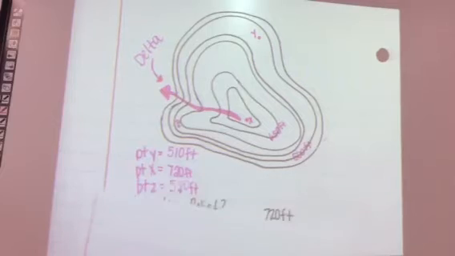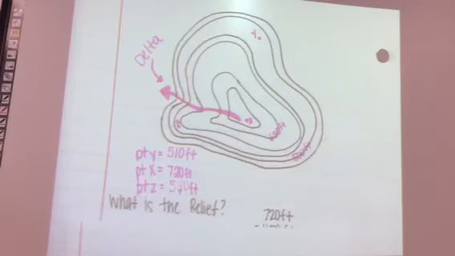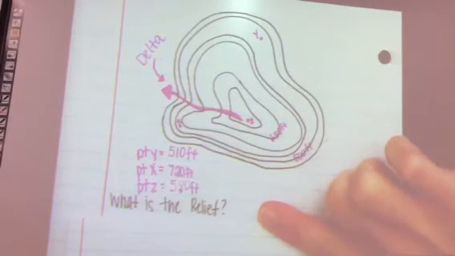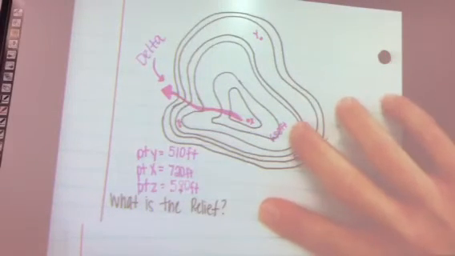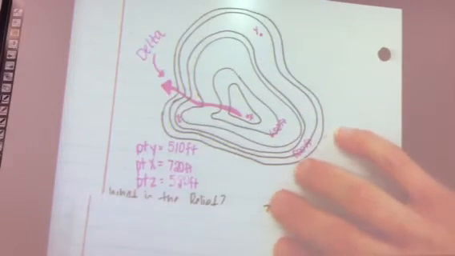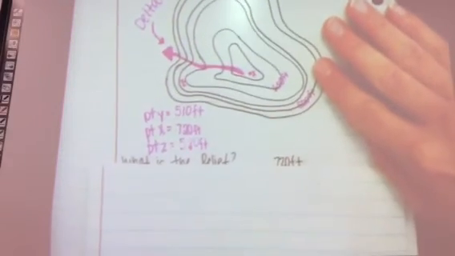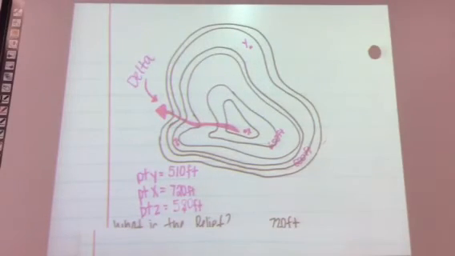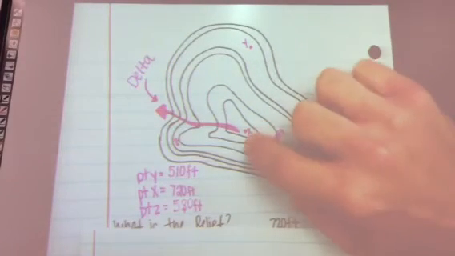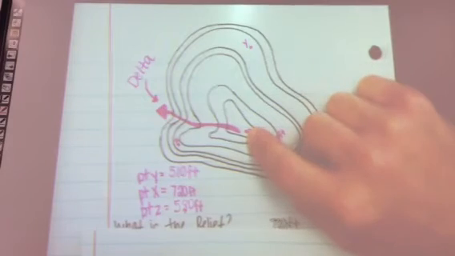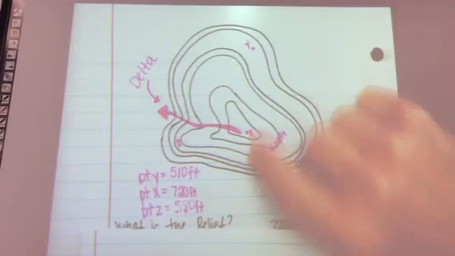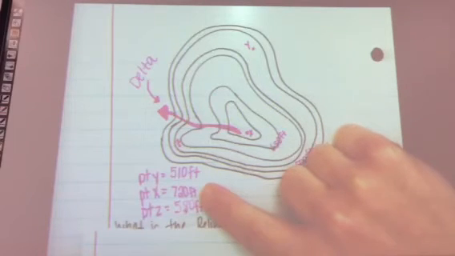All right. So we're gonna answer a couple of questions. The first question is, what is the relief? The highest point minus the lowest point. Okay. So first thing, in order to find the relief, we've got to find the highest point and the lowest point. So the highest point, guys, is going to be my point X, right? Even though my point X is not on a contour line, that is going to be my highest point because it is 720 feet.